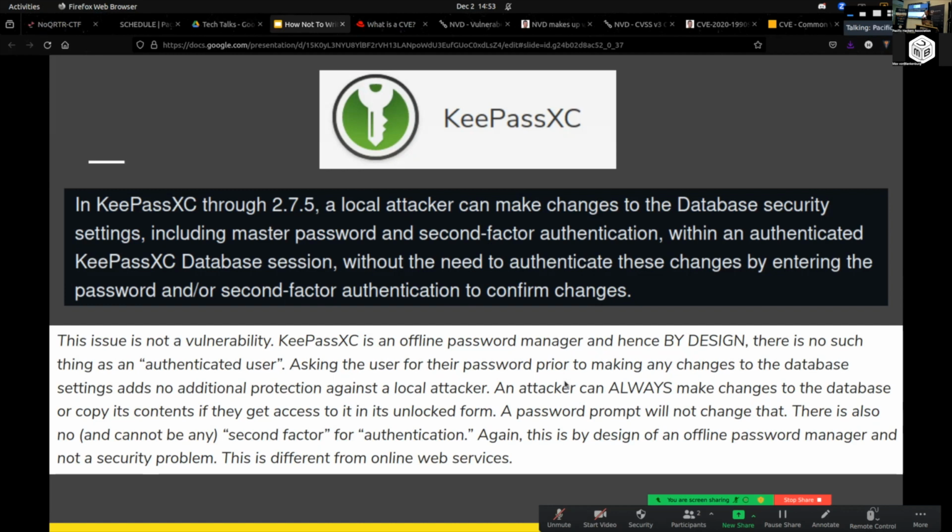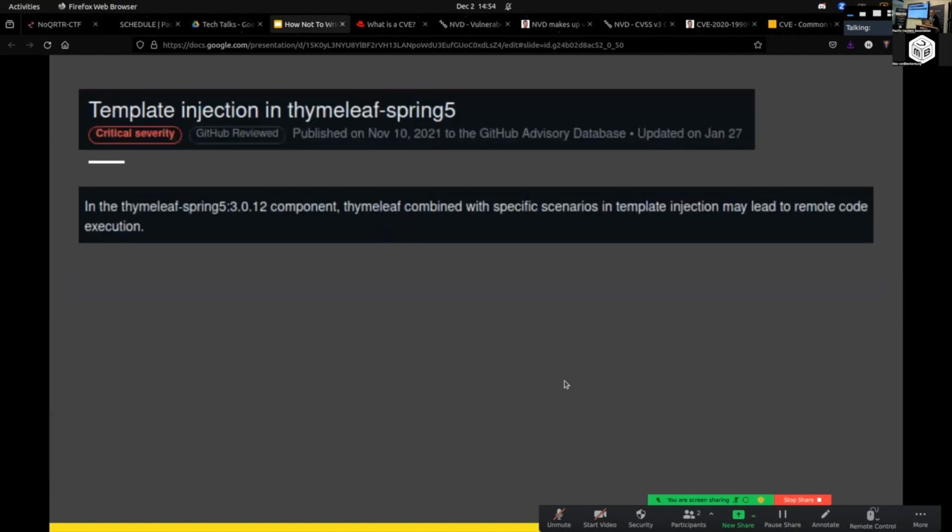Now, I don't think this is a lack of understanding of the simple matter of secure or insecure by design. I think it's just that no one's checking it. Here's the last example I have. This is where all these trends kind of come together. It's template injection in Thymeleaf Spring 5. Thymeleaf combined with specific scenarios in template injection may lead to remote code execution.